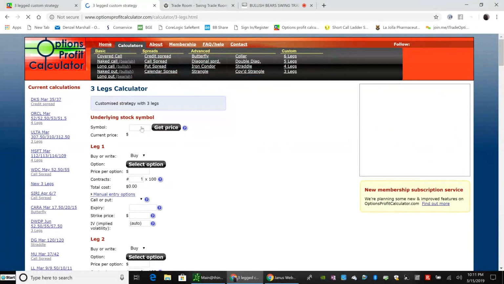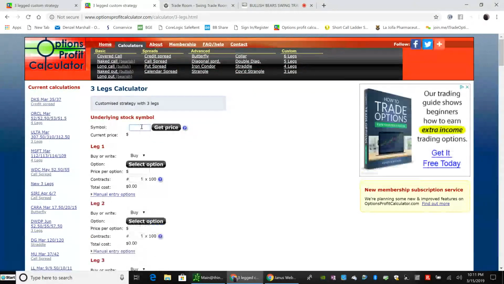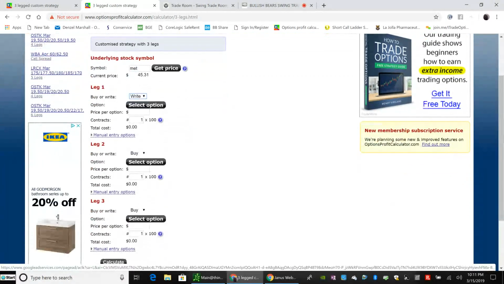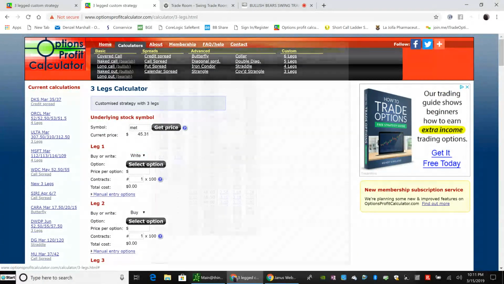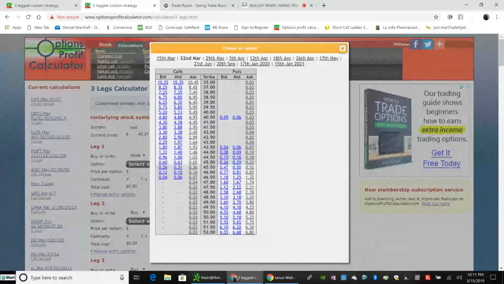And the example I'm going to use today is going to be with MET, MetLife. And all I need to do here, since one leg we're going to sell, is change this first leg to a write within the options calculator. And the other two should be at buy, and they're already set to buy. So we're going to write or sell one in-the-money call. So we're going to do this with the May contracts.